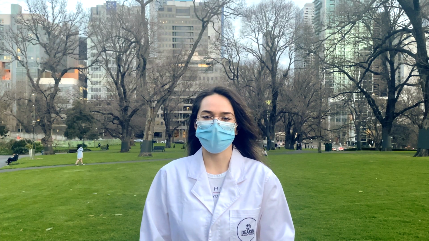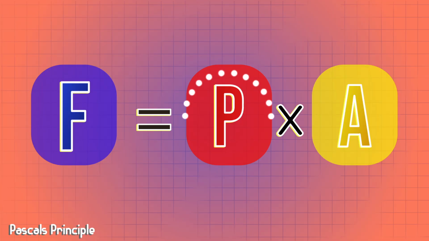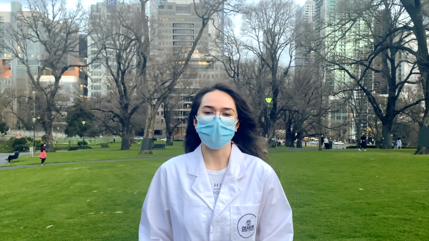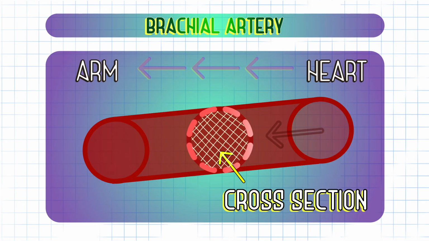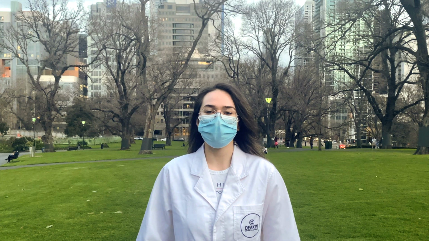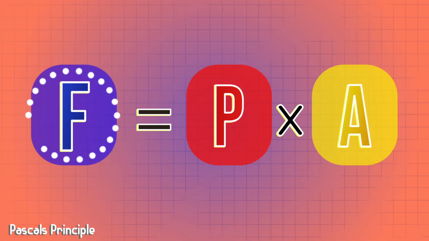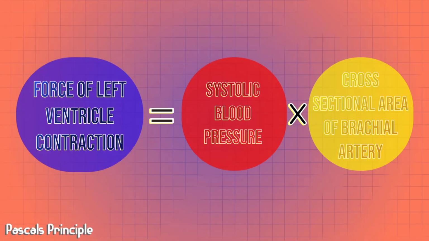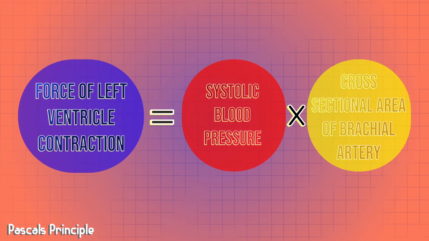We'll be measuring the pressure in millimeters of mercury, then converting this to Pascals for the equation. For area, we'll be using the cross-sectional area of the brachial artery in meters squared. The measurement we'll be using is from a reliable journal article. We'll be using these two values to measure the force in newtons. So we'll end up with an equation that looks like this.